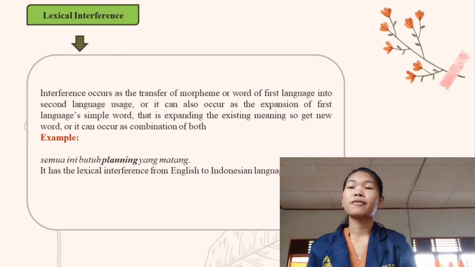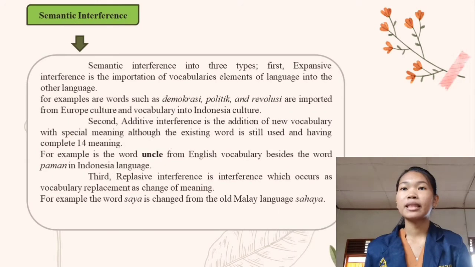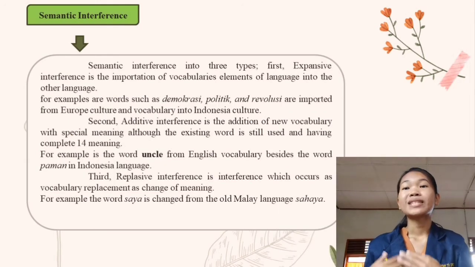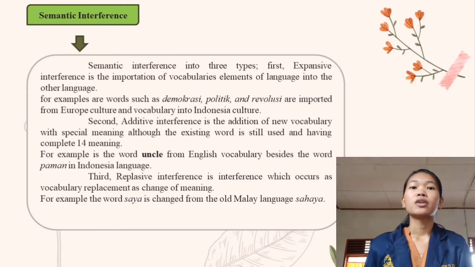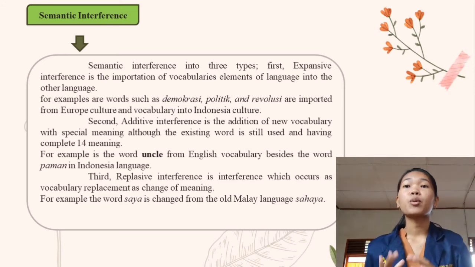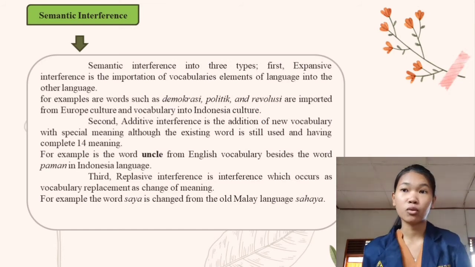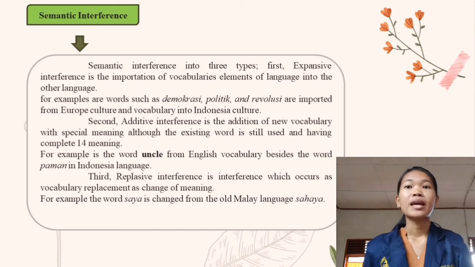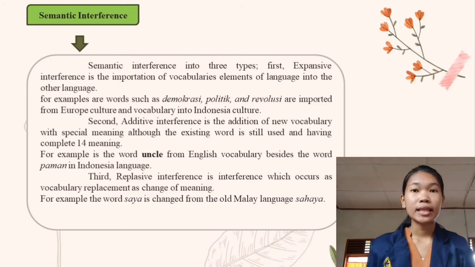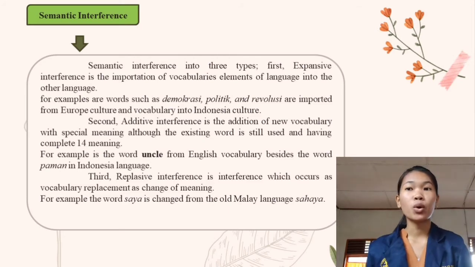The last type of language interference is semantic interference. So semantic interference is divided into three types. The first one is expansive interference. Expansive interference is the importation of vocabulary elements of language into the other language. For example, demokrasi, politik, and revolusi are imported from European culture and vocabulary into Indonesian culture.